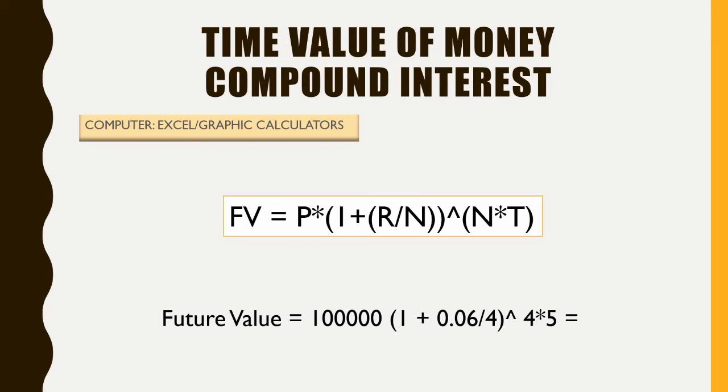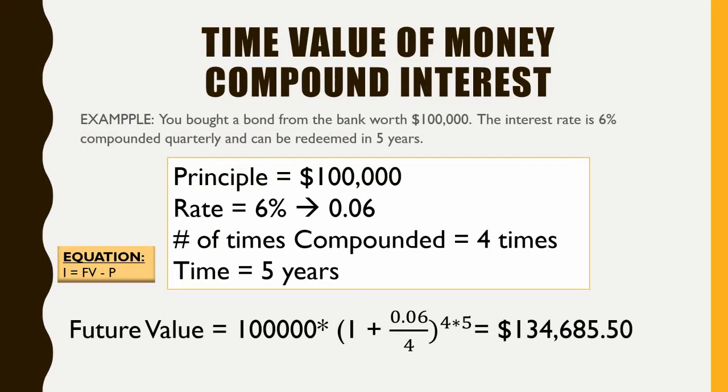You're going to multiply it by 1 plus the rate, which is 0.06 divided by 4. Okay? Parentheses, caret, which is exponent, right? And then it's going to be 4 times 5. Okay. So in this case, of course, I'm going to assume you don't have your Excel with you, so the answer should be 134,685.